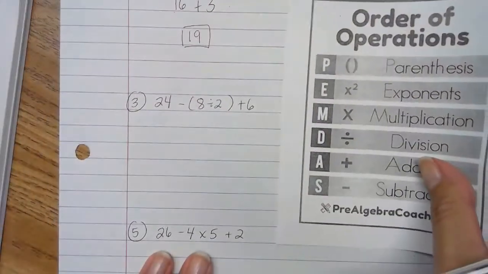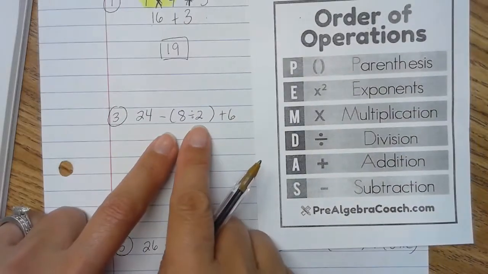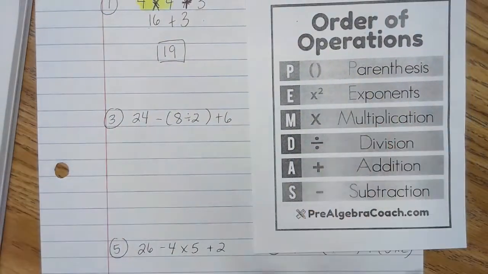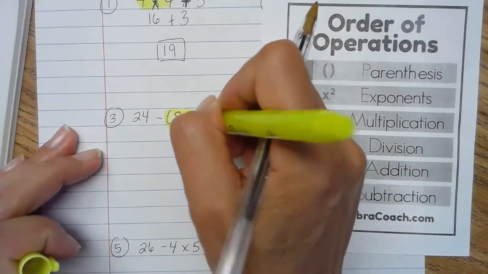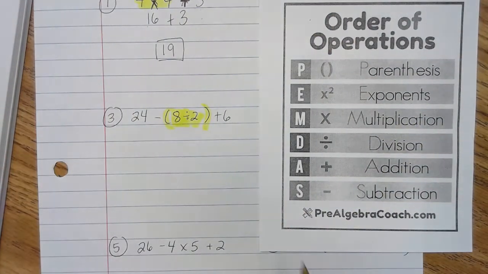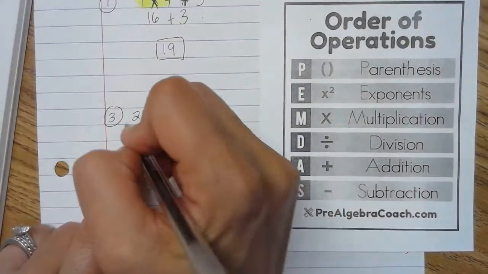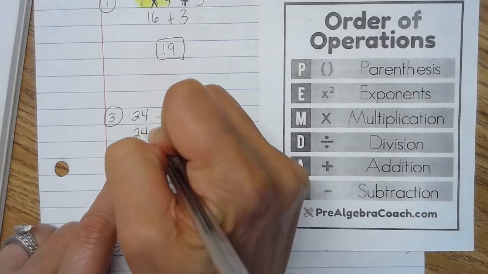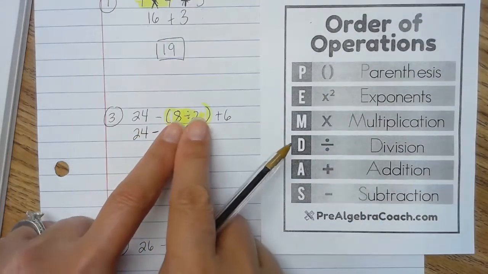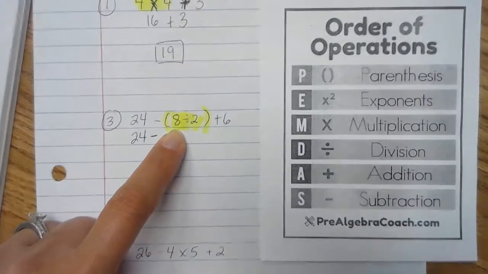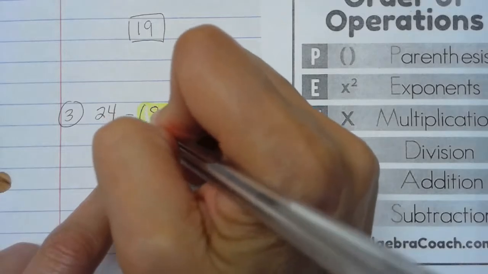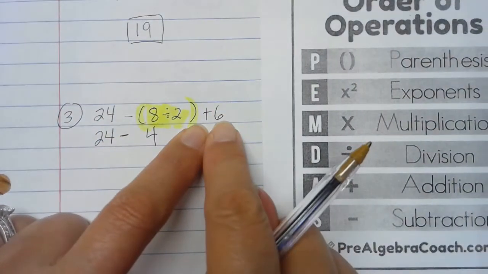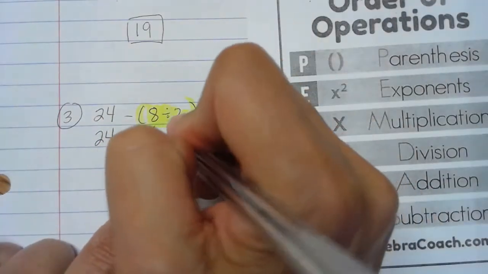Okay, number 3. I see parentheses. So this is the first thing I need to simplify. Whatever is inside of the parentheses is what I'm going to solve first. So the 24 and the minus sign, I'm not doing anything with, so I'm just dropping it down. And then I'm going to simplify this. So 8 divided by 2 is 4. I'm going to leave this plus 6 as is. I'm just going to drop it down.